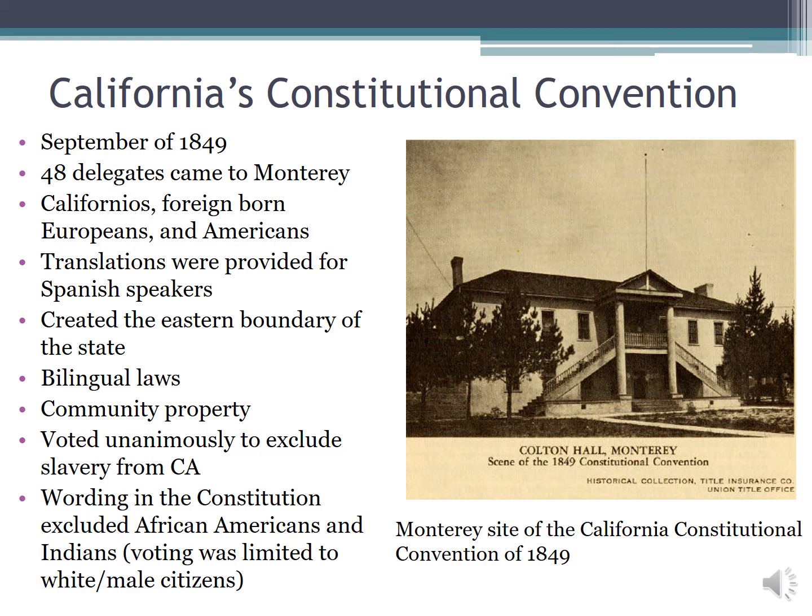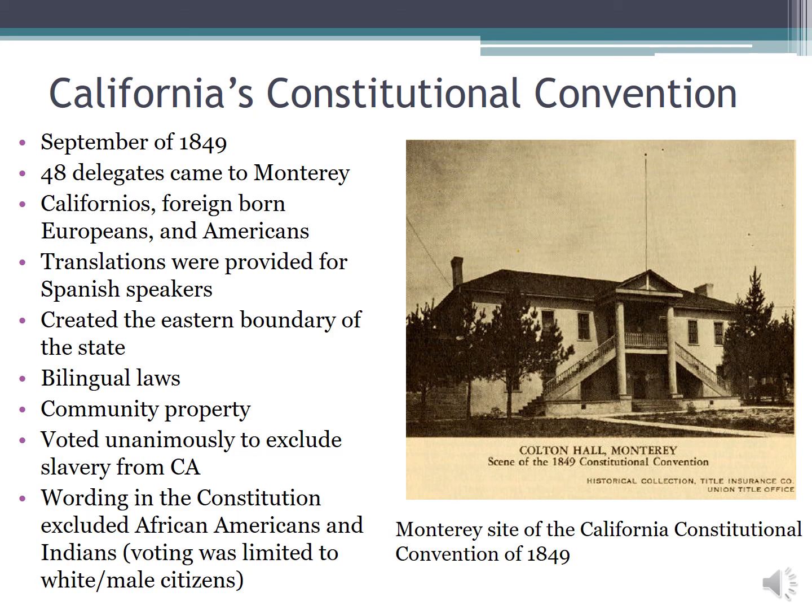Translators were there at the convention to translate for the people that didn't speak English, most of them being the Californios. And what did they do at the convention? Well, they did a lot more than what I've listed here, but these are some of the more interesting things that they did at the Constitutional Convention of 1848. They created the eastern boundary of the state.